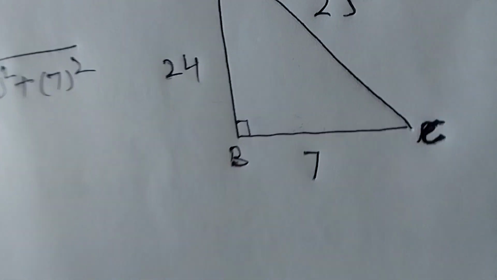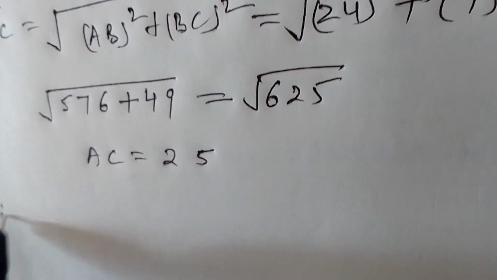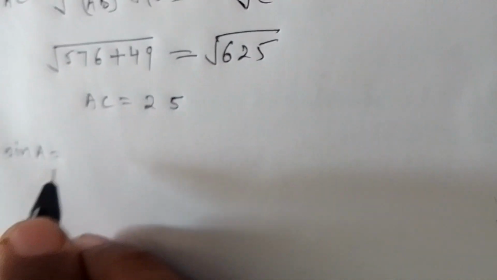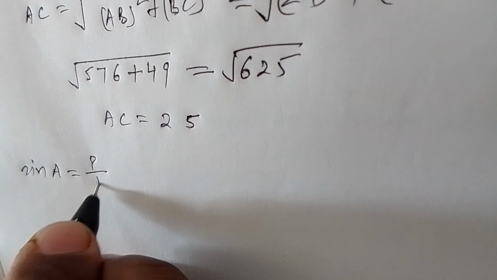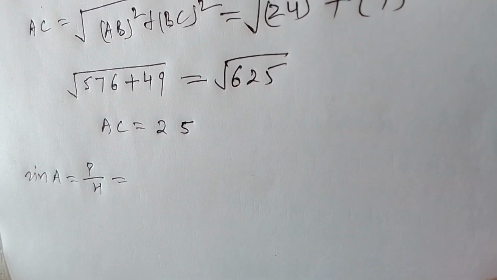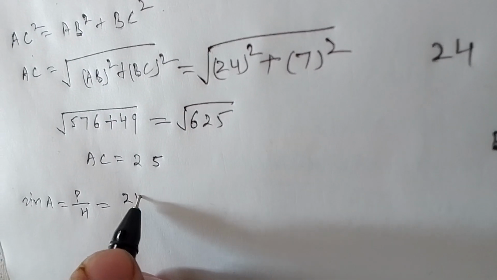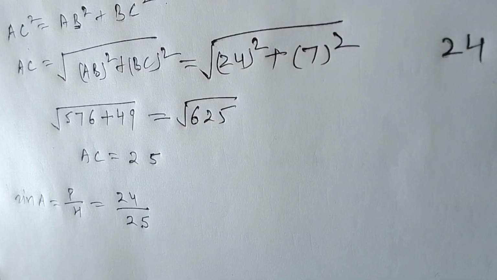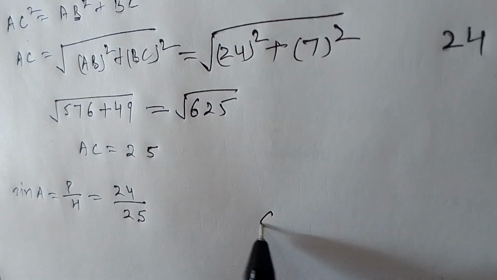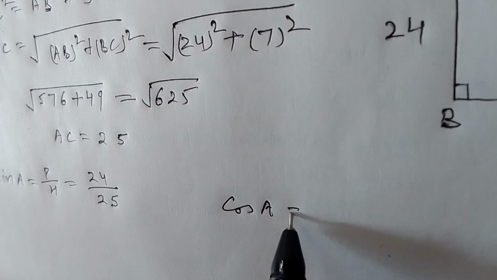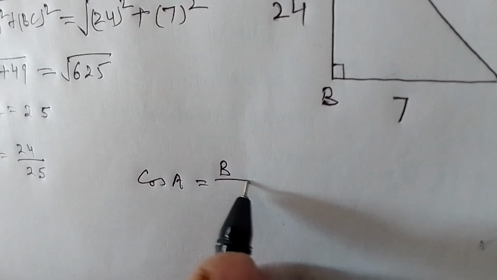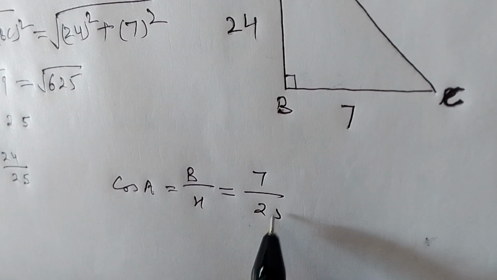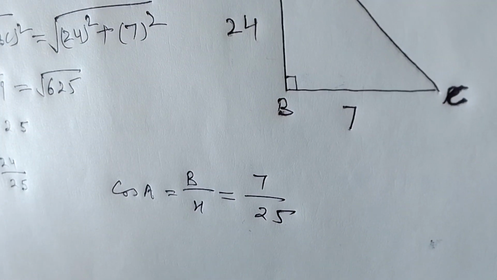From this, now we will find sin A. Sin A means perpendicular divided by hypotenuse. That is, perpendicular value is 24 and hypotenuse which we have calculated is 25. Then cos A, that is base divided by hypotenuse, that is 7 divided by 25.